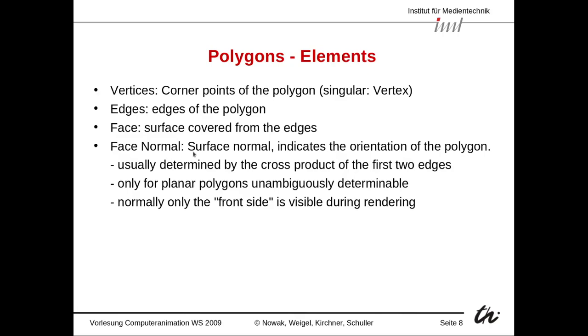Then the surface normal is a normal which indicates the orientation of the polygon. This is usually determined by the cross product of the first 2 edges, and only for planar polygons unambiguously determinable, for instance triangles. And normally only the front side is visible during rendering, right? The one that is pointing towards the virtual camera.